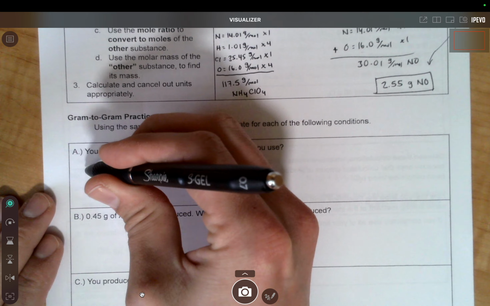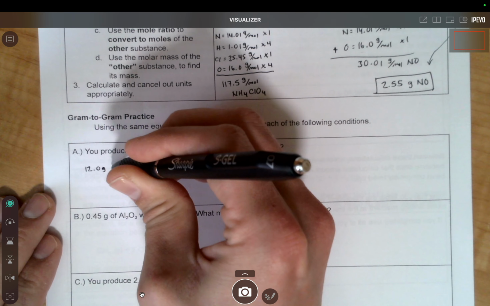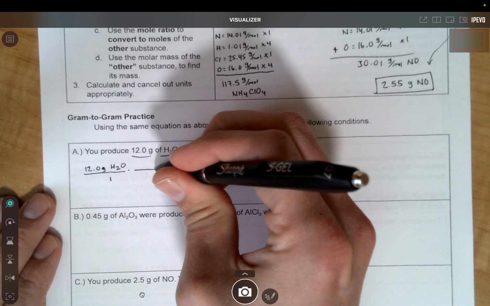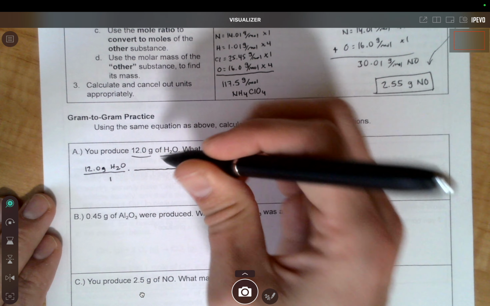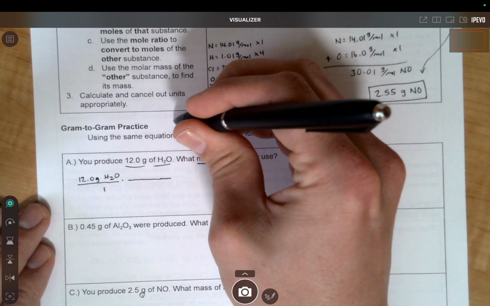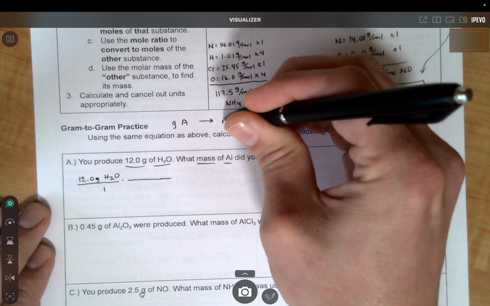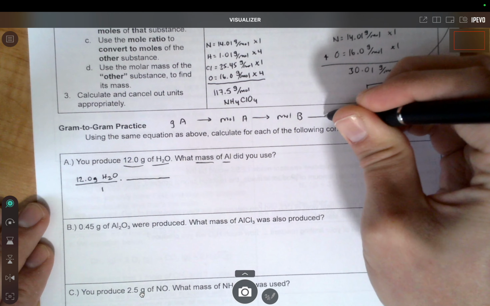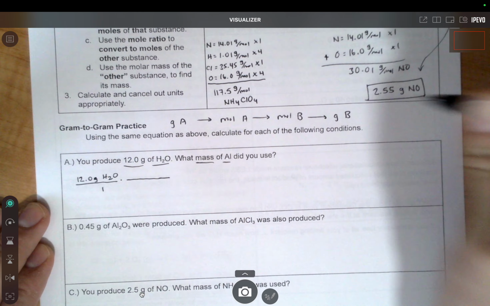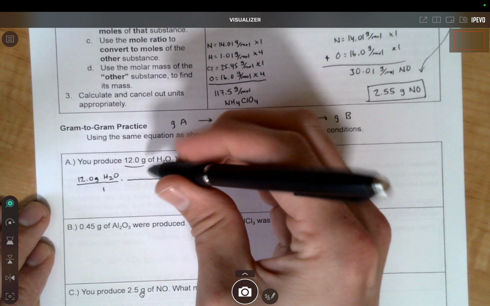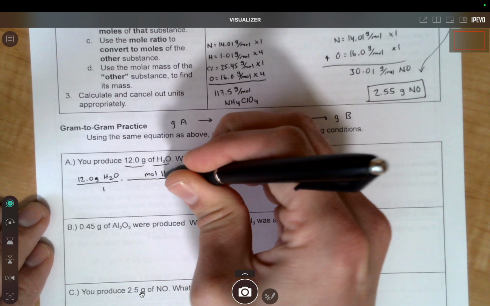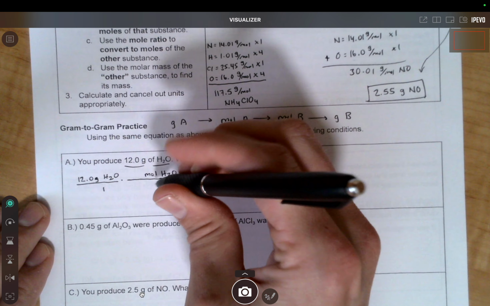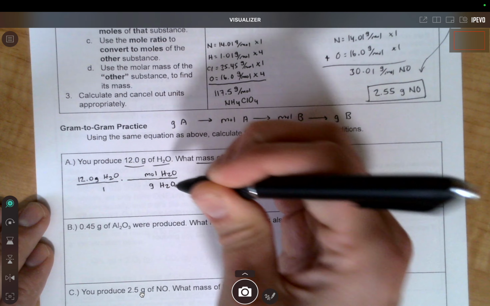Here we go. Starting with what we know, 12.0 grams of H2O over 1 times, so I'm going to write this right here. Grams of A goes to moles of A, and then moles of A goes to moles of B, and then moles of B goes to grams of B. So I've got grams of water. I better have moles of water in my next numerator. And what is my unit here? The same as it's going to be in the denominator of the next term, grams of H2O.